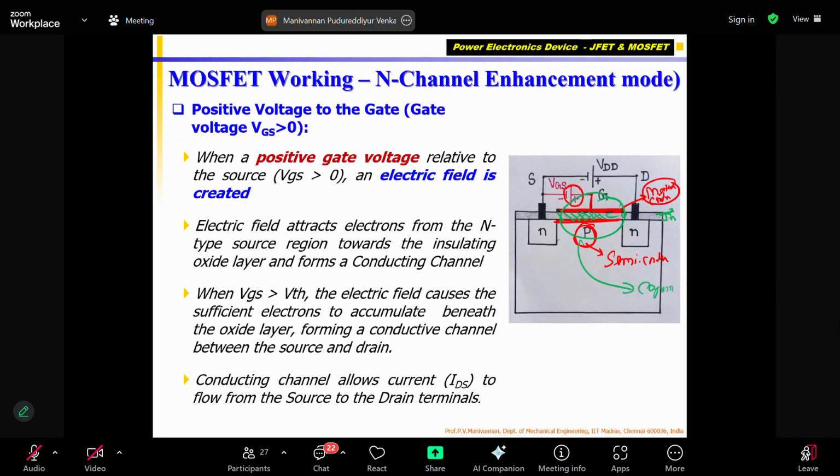In the MOSFET, between the gate and the channel region, the channel region is a P-type or N-type material. It is still a conductor. It is not an insulator. Correct? Two conducting regions separated by a pure insulator, which is nothing but silicon dioxide. Correct? So this forms a capacitor.